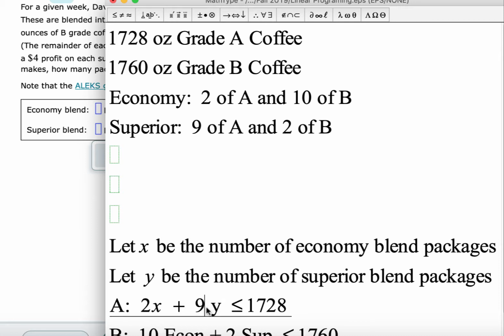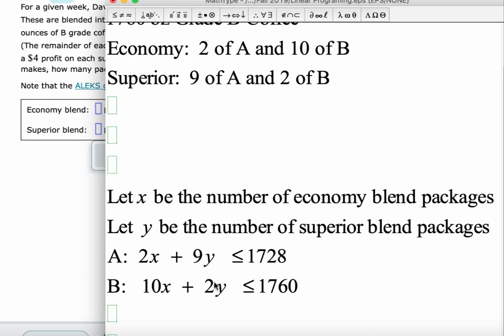Similarly, I'm going to do the same thing for the B. For the B, I have 10 B, 2 B, and 1760. So 10x, because that's the economy blend, plus 2y, that's the superior, should be less than or equal to 1760. Now I have 2 inequalities and 2 unknowns.